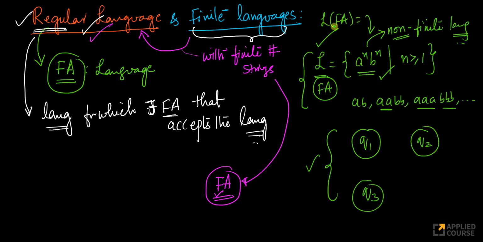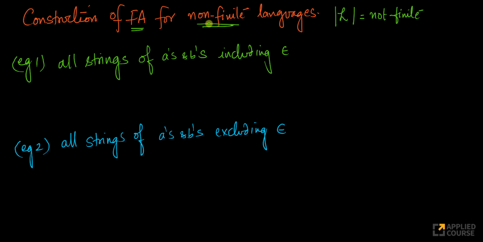That's the limitation of the finite automata itself, because finite automata has a finite number of states. That's one of the fundamental problems. So given any non-finite language, we may not be able to construct a finite automata, but finite automata can certainly accept some non-finite languages, or some infinite languages. So let's go through some examples so that it becomes clearer.